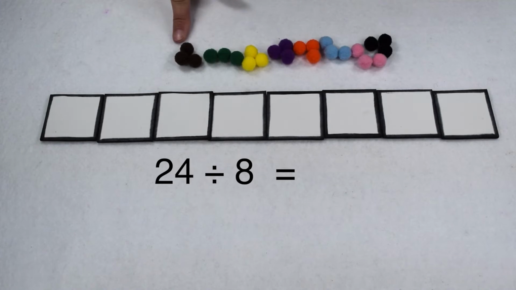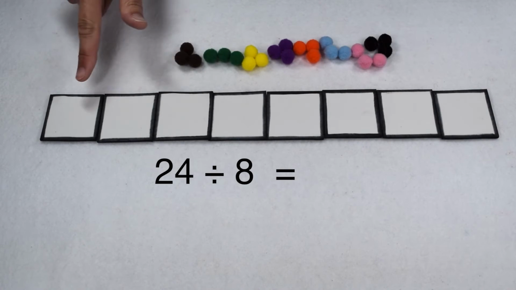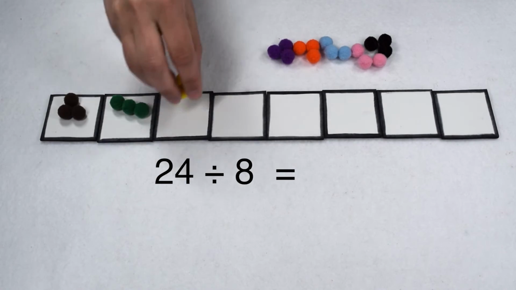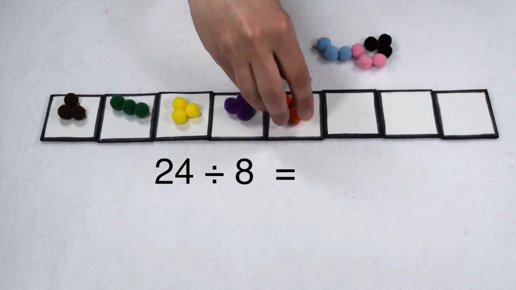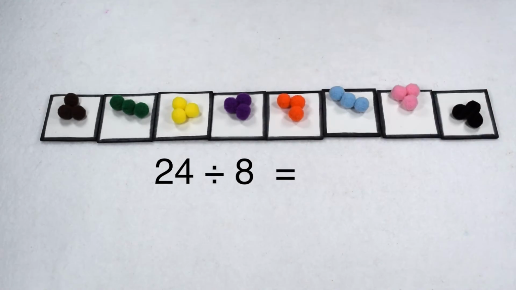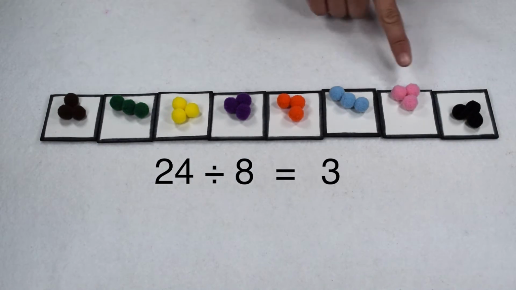Here we have 24 items for our dividend that we want to divide into 8 groups for our divisor. If 24 can be divided by 8 evenly, we should have no remainders. And when we're done, we see we can put 24 items into 8 groups with 3 items in each group.